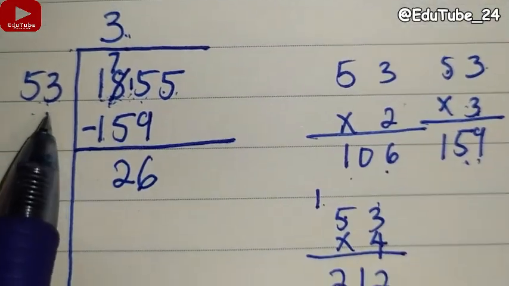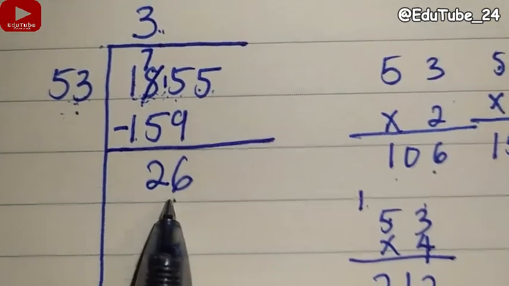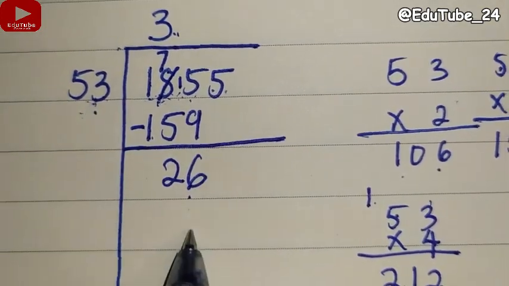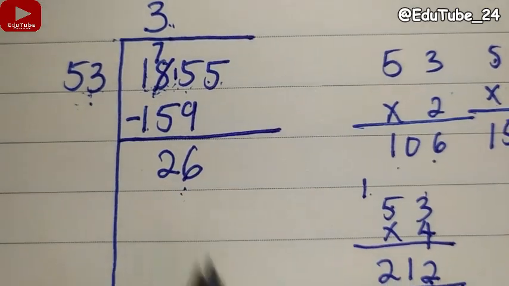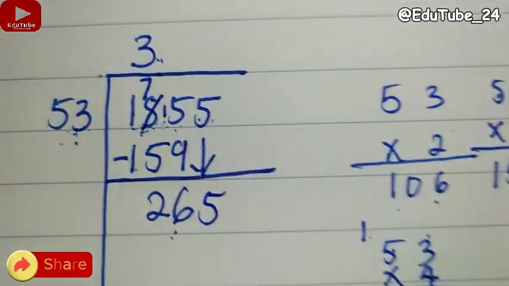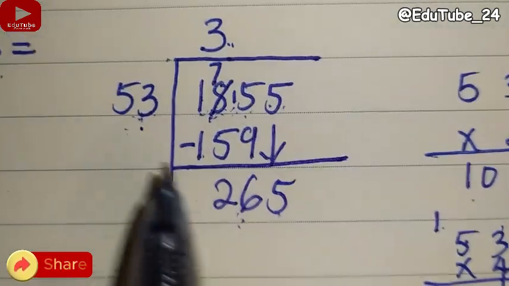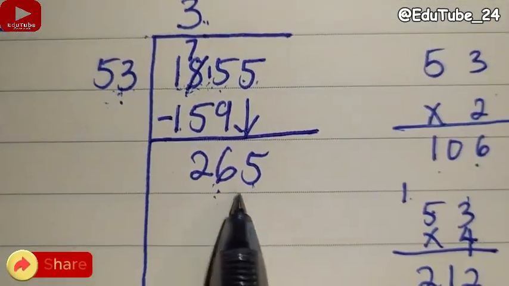So now, we go again by asking, how many 53 can go in 26? That will be impossible because 53 is greater than 26. So what do I do? I'll bring down this 5. So bringing down the 5, I now have a new number which is 265. So I'll ask again, how many 53 goes in 265?